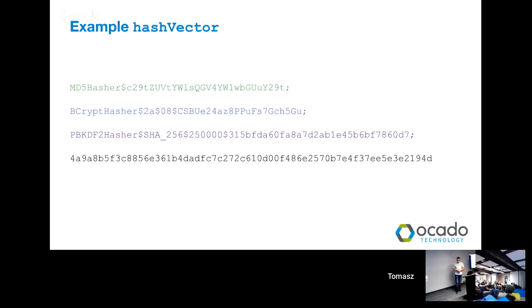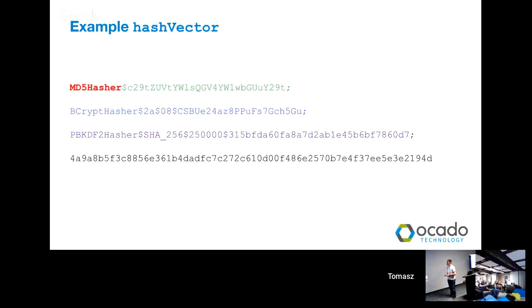Okay, now what's this hash vector I was talking about? So hash vector is a way to express what steps I should take to compute a hash. This is an example of a pretty complicated and long hash vector, but I will go through it step by step to tell you what's cooking there.